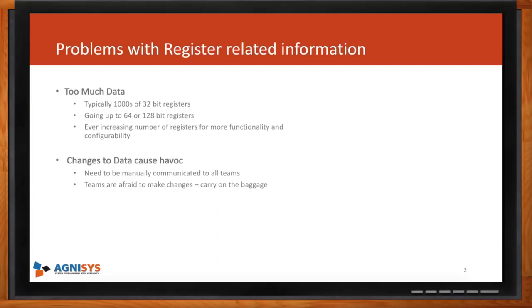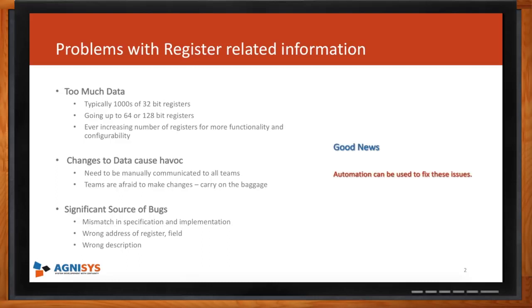Sure. And this can be a significant source of bugs because there are so many registers and there are so many fields in those registers. Right. Things like mismatch in specification and implementation, registers at wrong address, or even wrong description. Something as simple as that. So, Anupam, I do hear those kinds of things from engineers all the time. So, how do you see registers being used in typical designs?